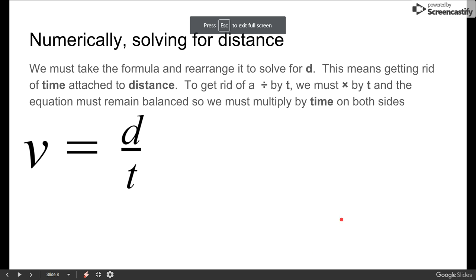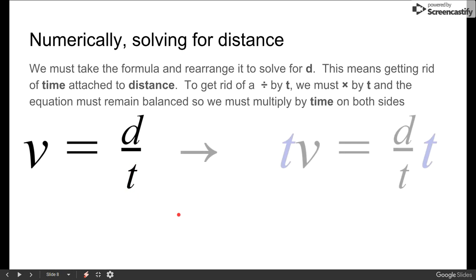Next part is to see if we can solve for distance by itself. To get rid of this divide by t, we have to multiply by t. We put a t here and a t there. Why on both sides? Well, think of an equation as a teeter-totter.